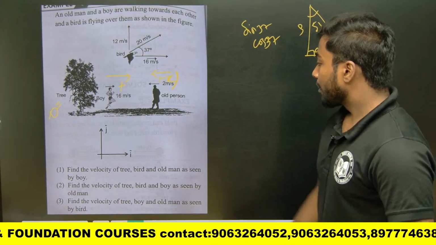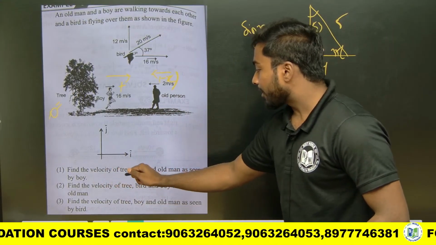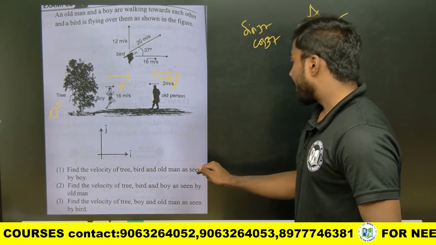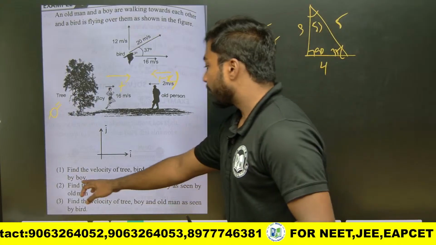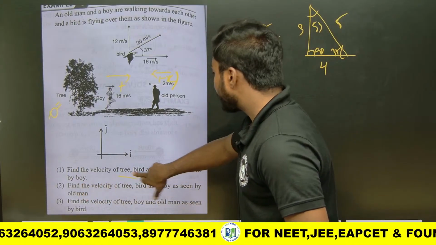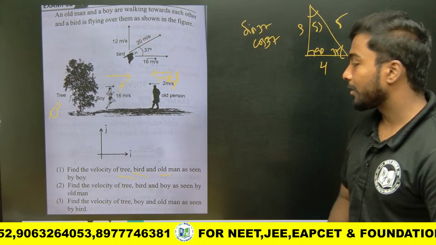Now the question is to find the velocity of the tree, bird and old man as seen by the boy. Like the velocity with respect to the boy, the velocity of tree, bird and old man with respect to the boy. That's what the question says.